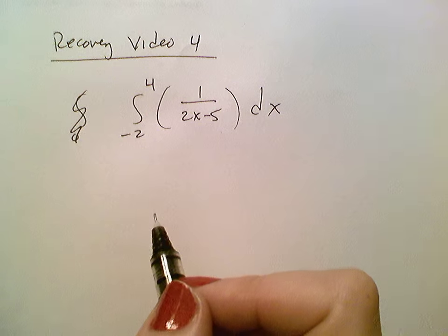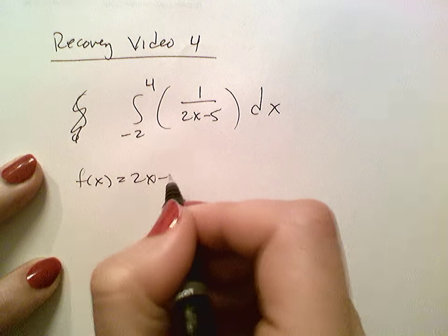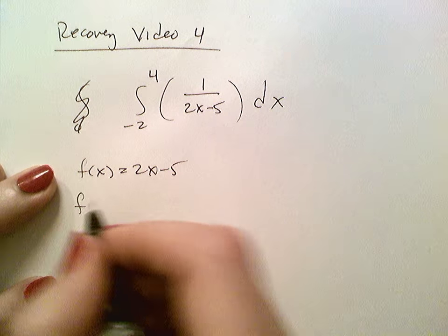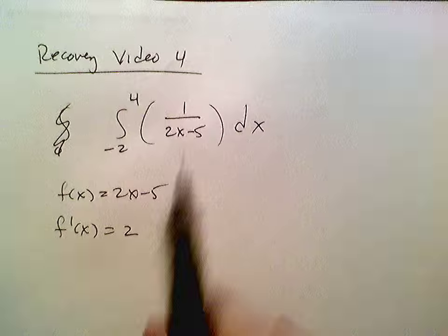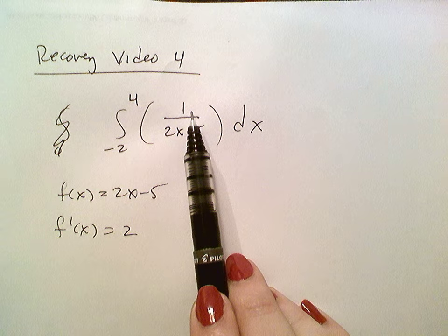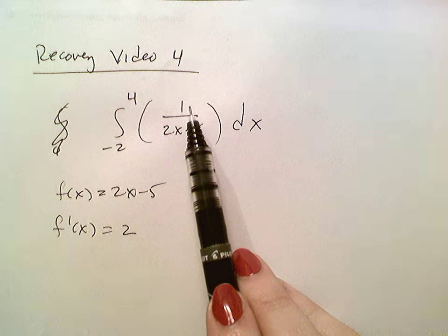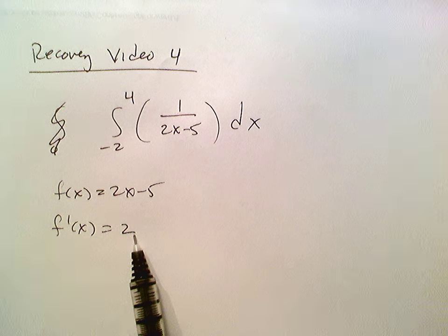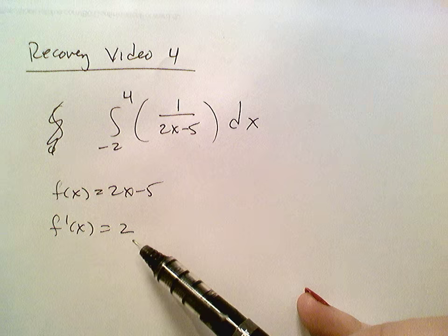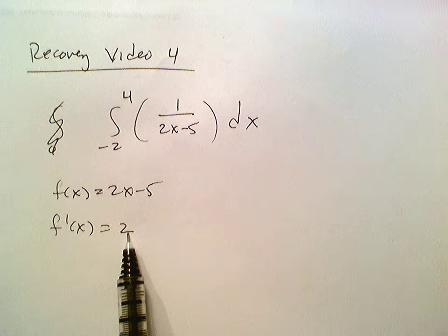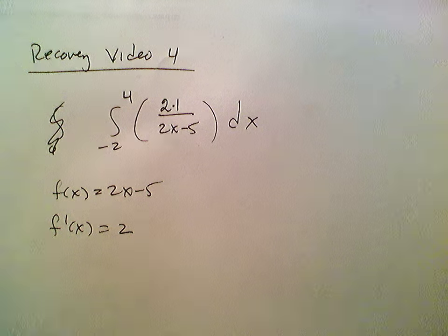So I'm going to do this. If I let f of x equal 2x minus 5, and then I take its derivative, f prime of x equals 2. This numerator, I can very easily make 2, because it's 1 now, but 1 is a constant multiple of 2. So I'm only off by a constant. If all you are is off by a constant, you could force this constant to be there. So I can just multiply that by 2.